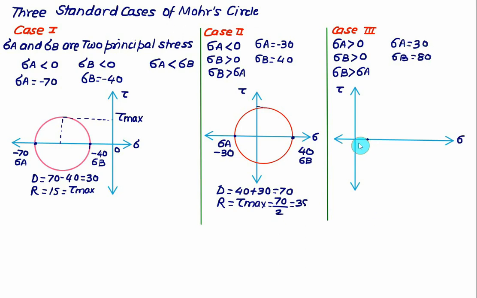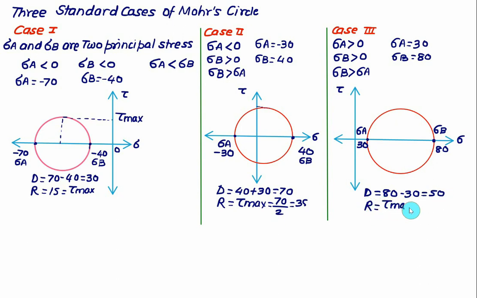So let's mark this point. This value is equal to 30, which is sigma A. The other value is 80, so this value will be approximately 80, and this one is sigma B. Draw one circle passing through sigma A and sigma B. That will be the Mohr circle. So in this case, the diameter is this distance, which is 80 minus 30 equal to 50 megapascal, and the radius is half, so the radius, which is tau max, is 50 divided by 2, that is equal to 25. So every time, the value of tau max will change.